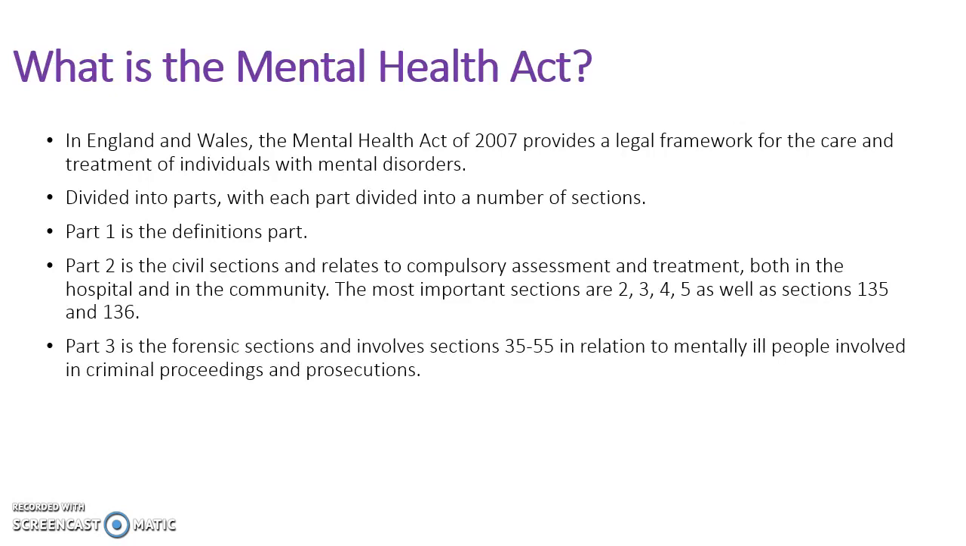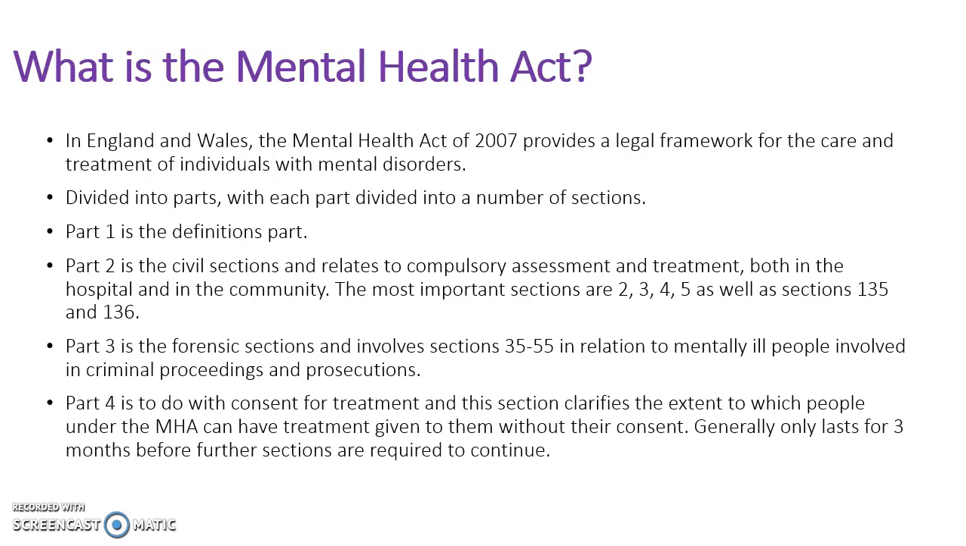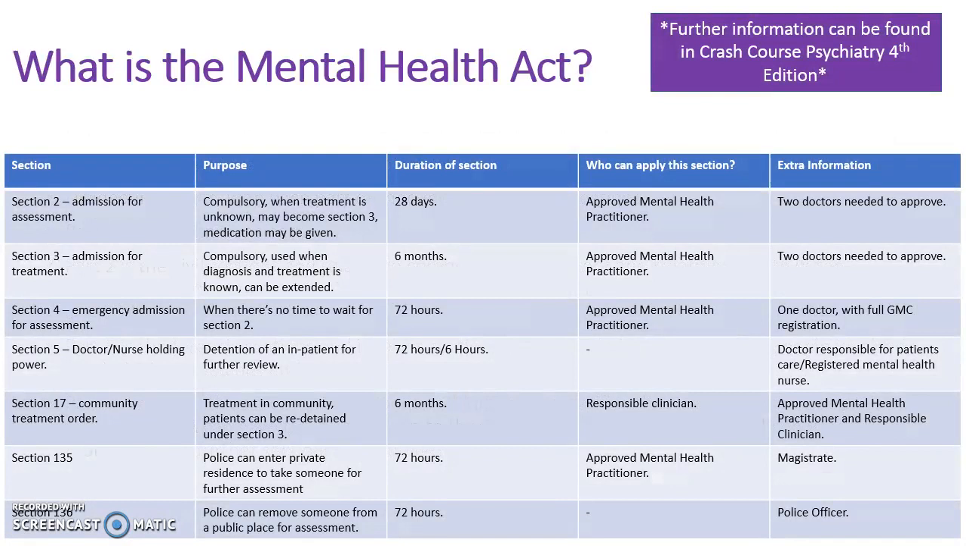Part 3 is the forensic section, involves sections 35 to 55 in relation to mentally ill people involved in crimes and prosecutions. Part 4 is related to consent for treatment, and this section clarifies the extent to which people under the Mental Health Act can have treatment without their consent. Sections in this only last a few months before further sections are required to continue this treatment.